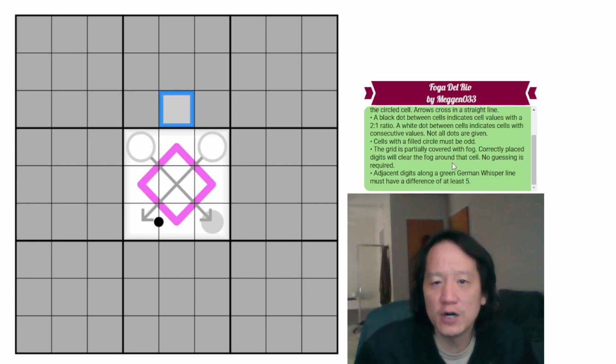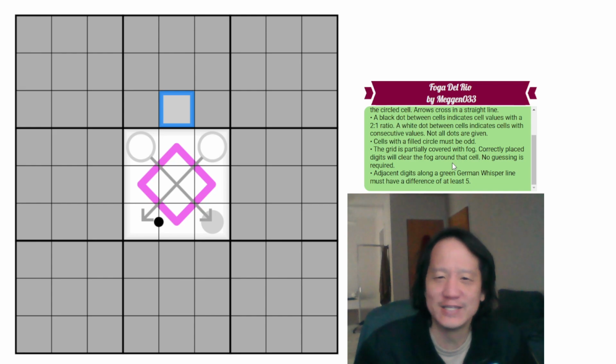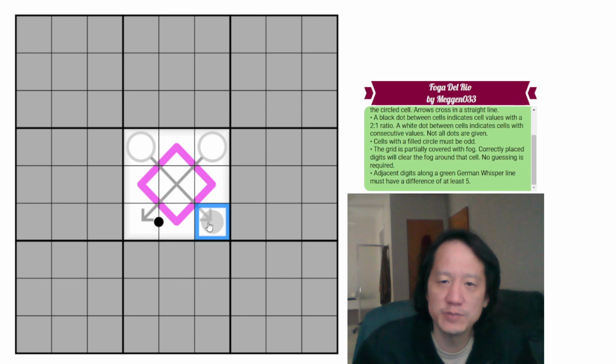Cells with a filled circle must be odd. So this is a filled circle, therefore it must be odd. That's pretty straightforward.